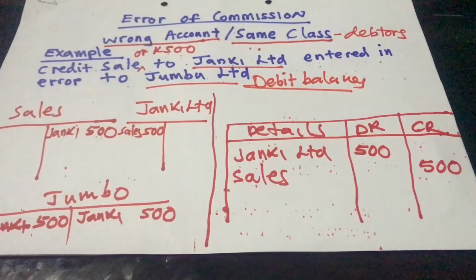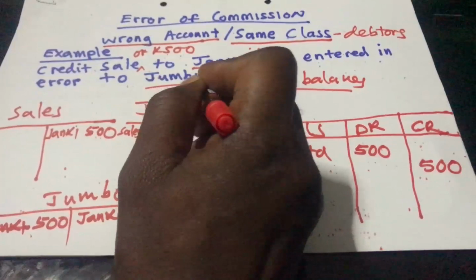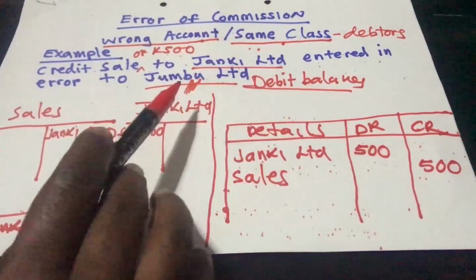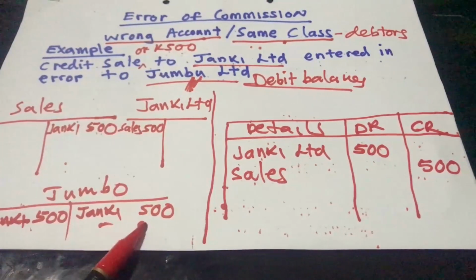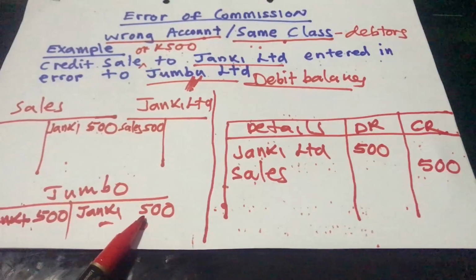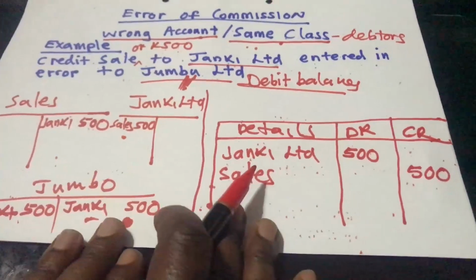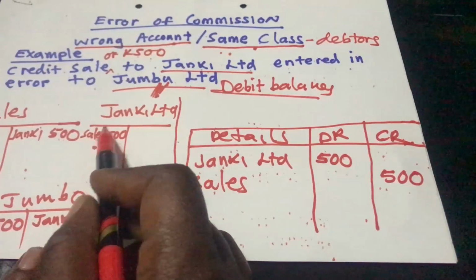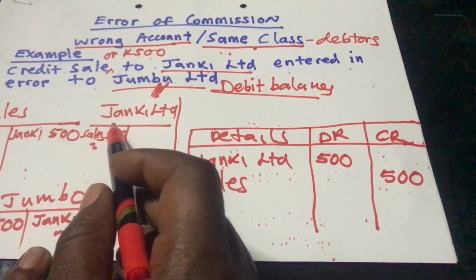Okay, so the recording itself was okay. The double entry was done. There was a credit for the sale. The debit was done in the wrong account, but the same class of account, but just the wrong account. So for us to correct this, we credit Jumbo to cancel the error, and then we debit Junkie. Okay, so actually I've made a mistake here, because Junkie is supposed to be debited, isn't it?